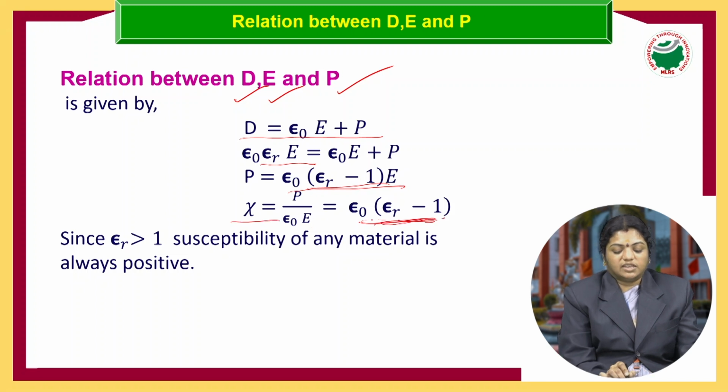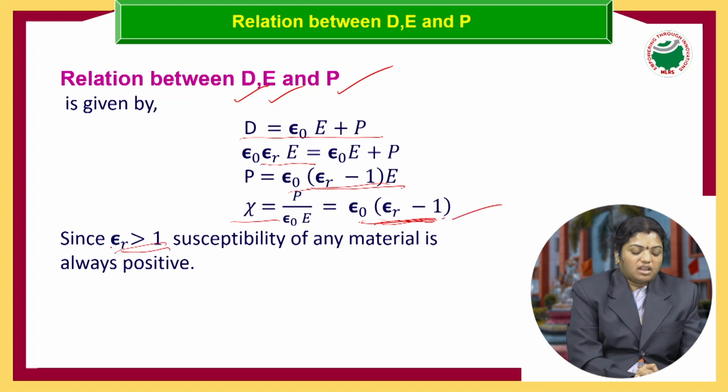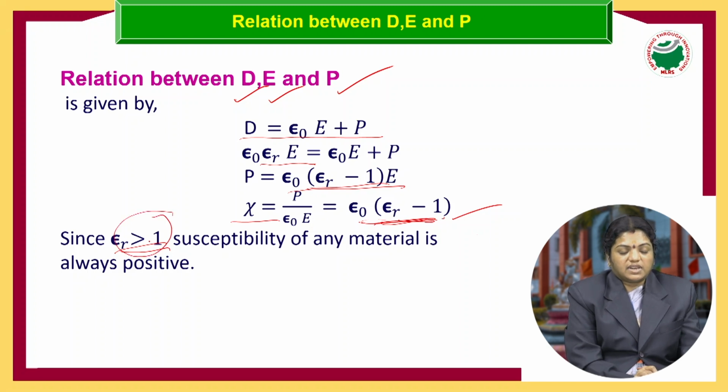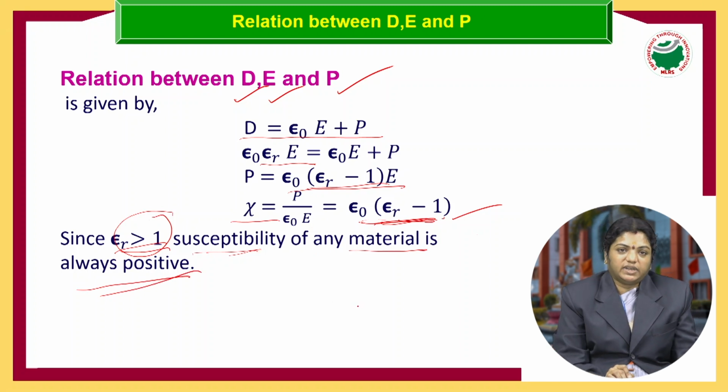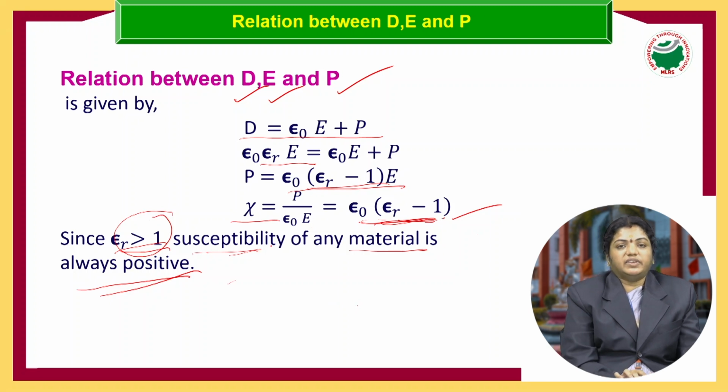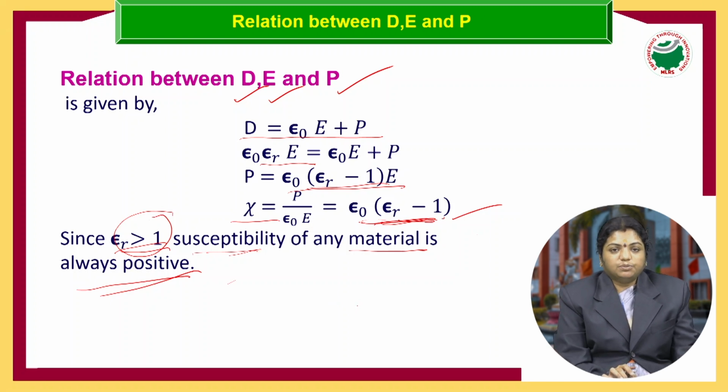The susceptibility is equal to epsilon R minus 1. Here epsilon R, the relative permittivity, is greater than 1. Since epsilon R is greater than 1, the susceptibility of any dielectric material is always positive. So this is the relation between D, E and P.